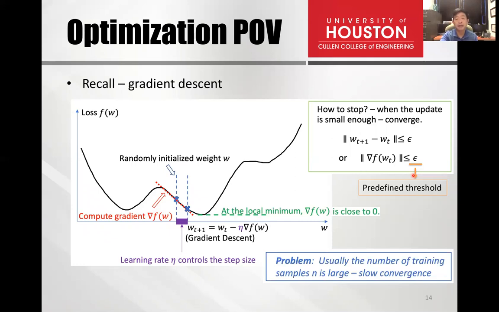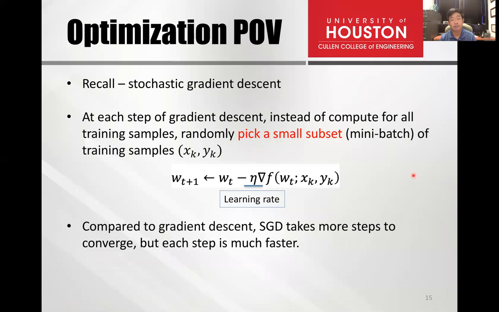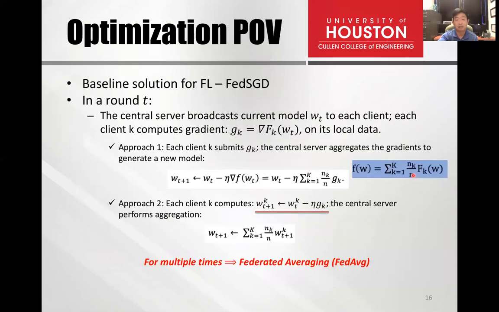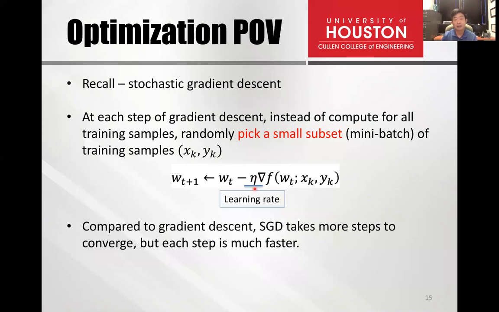So in order to speed up the convergence, we use stochastic gradient descent. Basically, we have a learning rate, and this is for each individual user. Then we pick a small subset, or mini batch, of the training samples and update with it. Instead of waiting for all the data clients to report to us, we just pick a small subset, and then we begin to update.